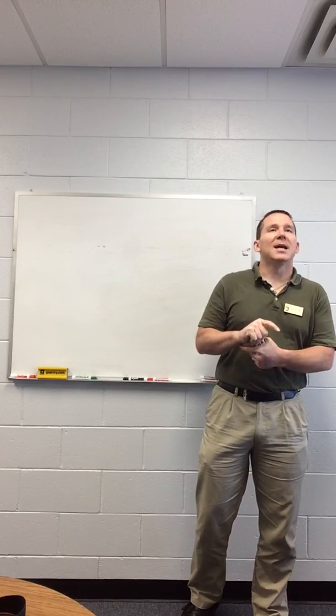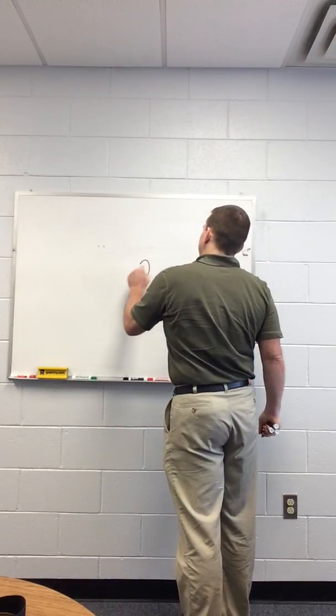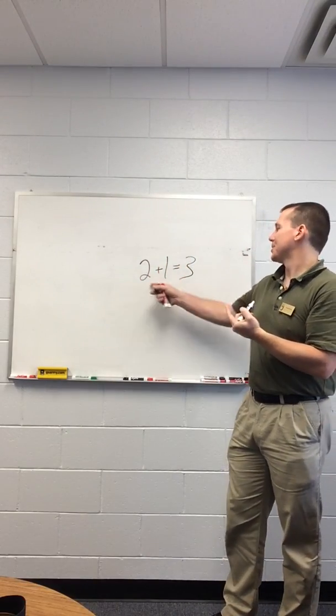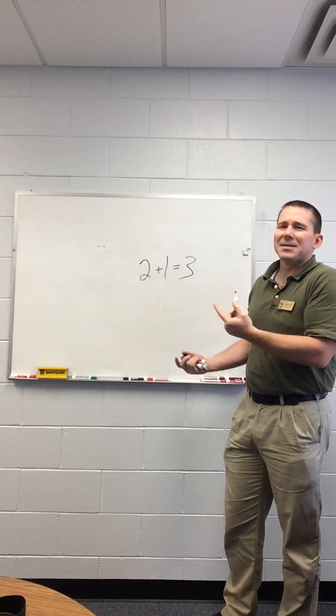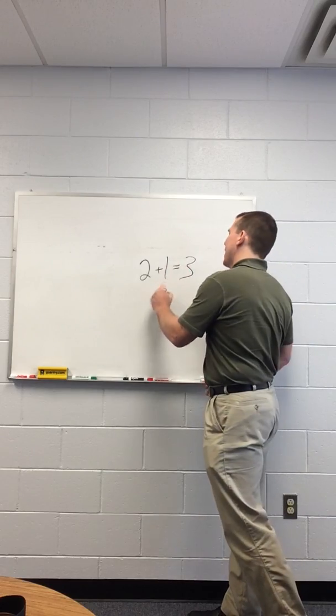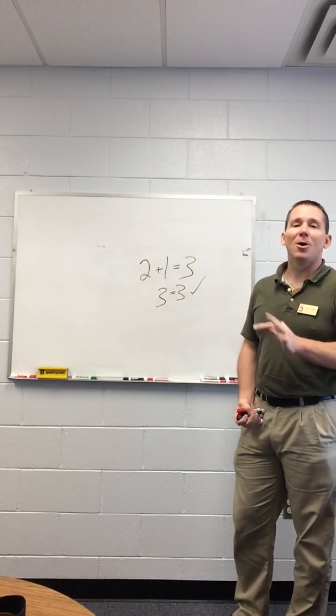Essentially, when you verify an identity, you prove that two things are equal. For example, 2 plus 1 equals 3. Technically, that's an identity, because that equals that, and it's always true. If you wanted to verify this, you would just say, 2 plus 1 is 3, I know that, so 3 equals 3, and I'm done. That's essentially all we're doing.